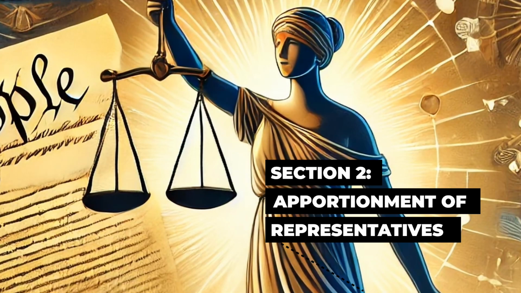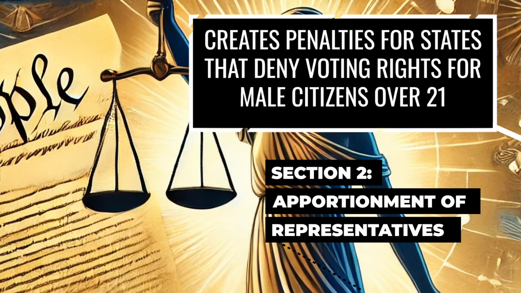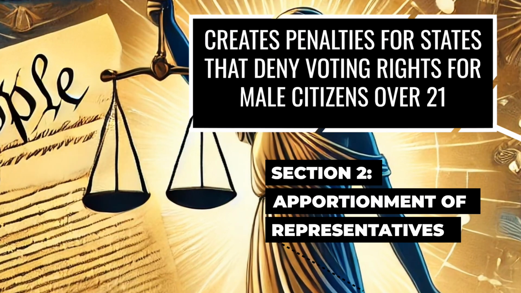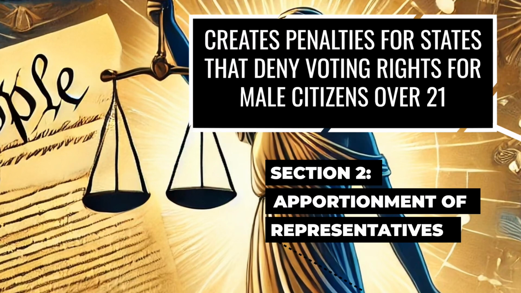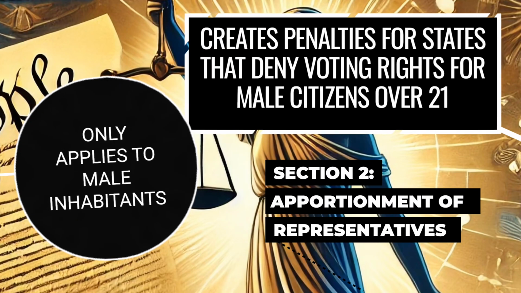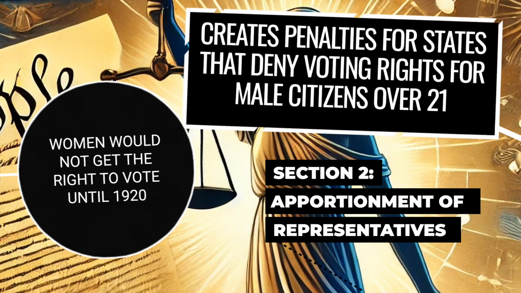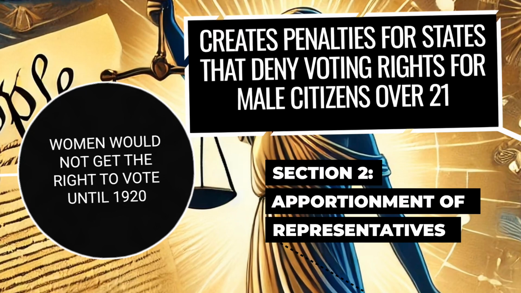This section addressed the allocation of seats in the House of Representatives. It introduced penalties for states that denied voting rights to male citizens over the age of 21, reducing their representation in Congress. Notably, this section reflects the historical context of its time, as it explicitly refers to male inhabitants. Women would not gain the right to vote until the ratification of the 19th Amendment in 1920.